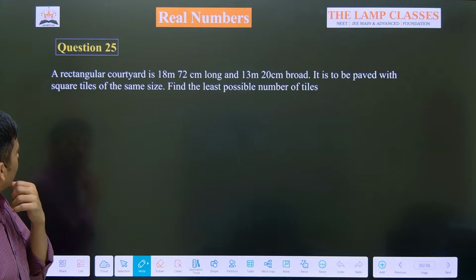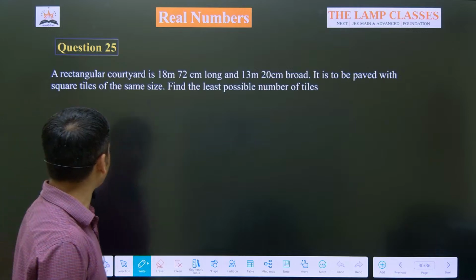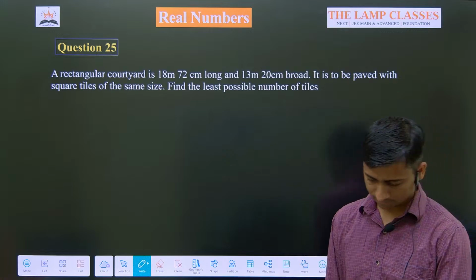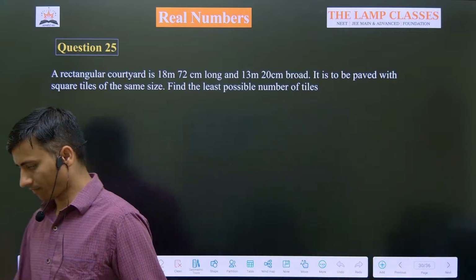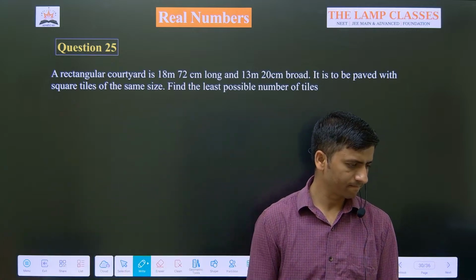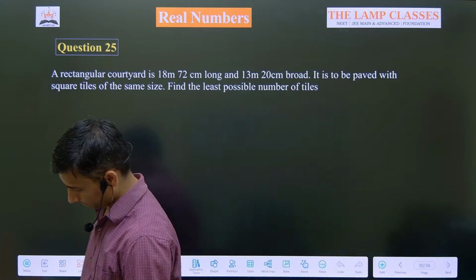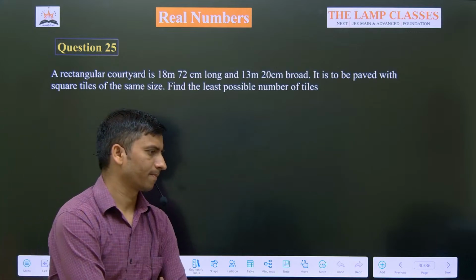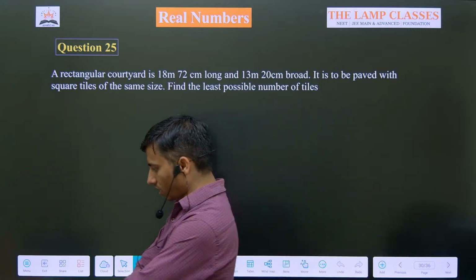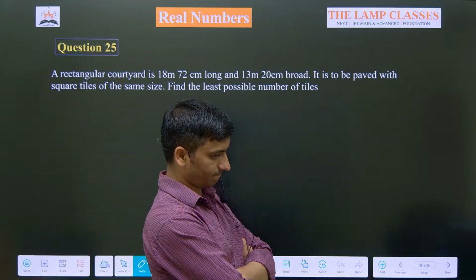A rectangular courtyard is of this dimension. It is to be paved with square tiles of the same size. Find the least possible number of tiles. Please read the question. It's a decent one. Yeah, Hema, in that case, it will be 360 kilometers, I guess, the LCM of those numbers. Please read the question and think what is the suitable method for this. Shall we find LCM, HCF, or anything else?